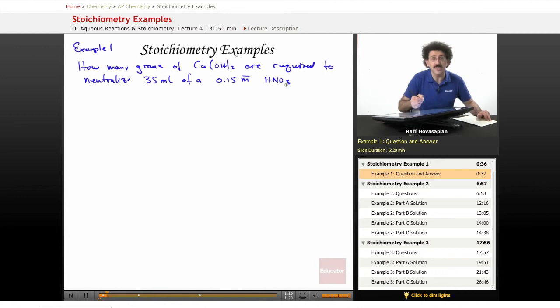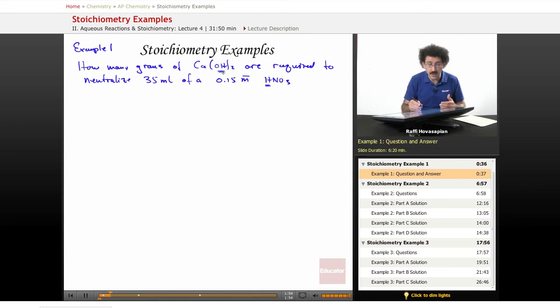So nitric acid, HNO3. So we have this calcium hydroxide, and we have this 35 milliliters of a 0.15 molar acid solution, and we're going to drop in some calcium hydroxide. We want to know how many grams of it we actually need to drop in there to completely neutralize. And when they say neutralize, they're talking about the neutralization reaction. You notice you have an acid, and you notice you have a hydroxide. So we're talking about H plus and OH minus forming water. And again, it's a 1-to-1. 1 H plus and 1 OH form 1 water.